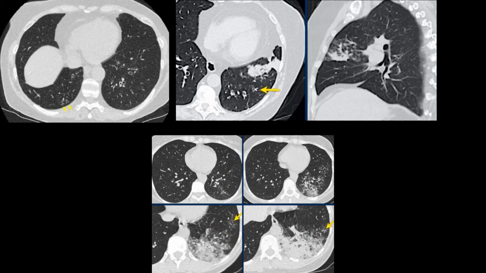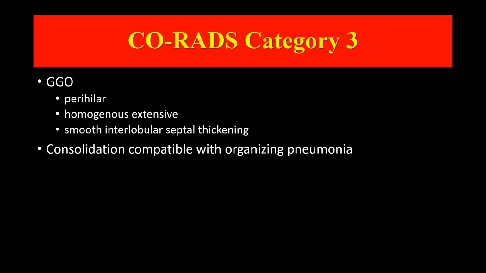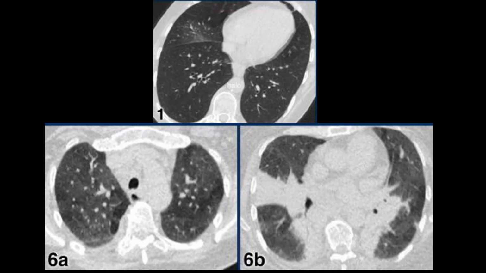So these are typical features of infection which is not COVID-19, as well as features that do not fit. The perihilar ground glass opacity can be because of pulmonary edema. Homogeneous extensive ground glass opacity can be because of hypersensitivity pneumonitis or various other conditions. So these are not typical of COVID-19 features. So there is an overlap between various other diseases.